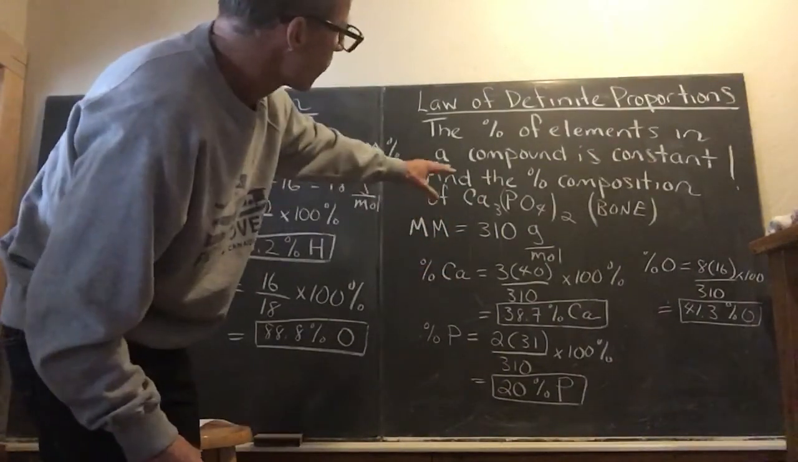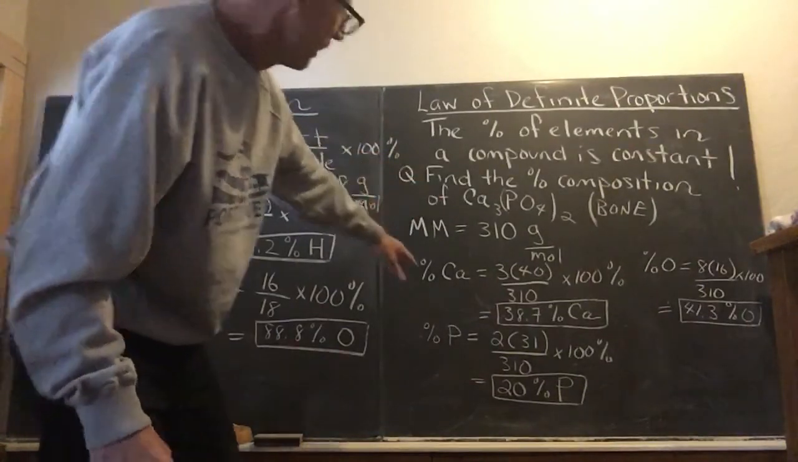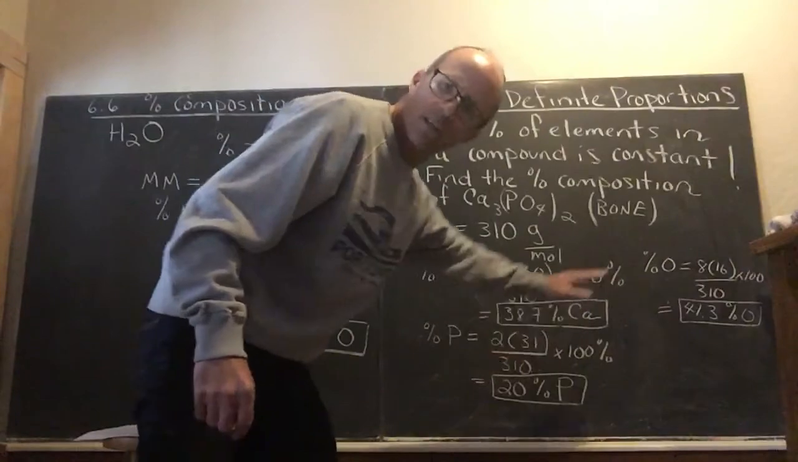The law of definite proportions tells us that no matter where I get that bone on the surface of the earth, it'll have those percentages of those elements.